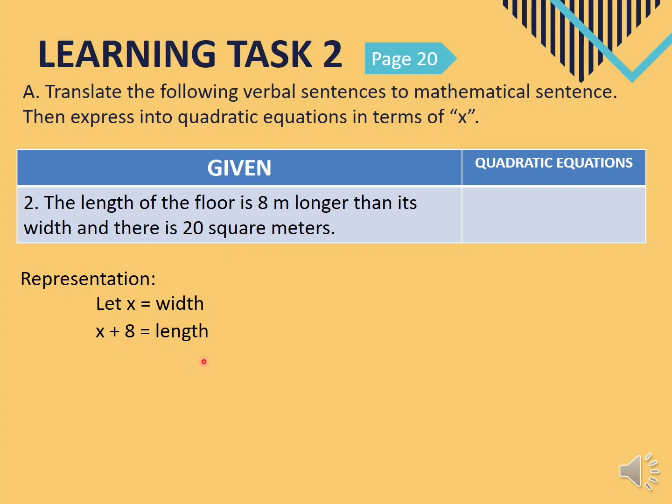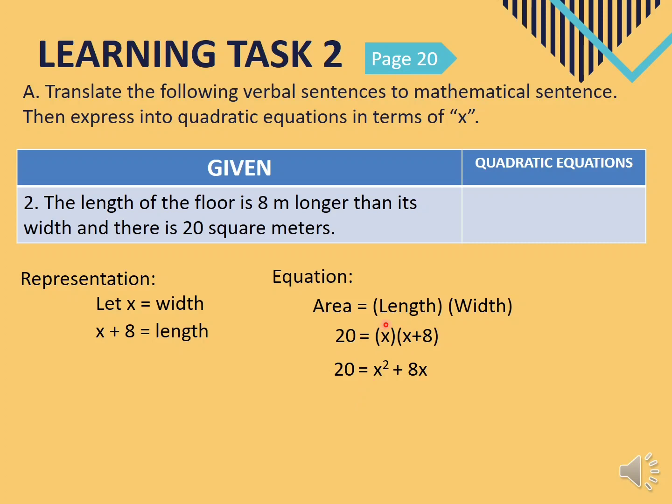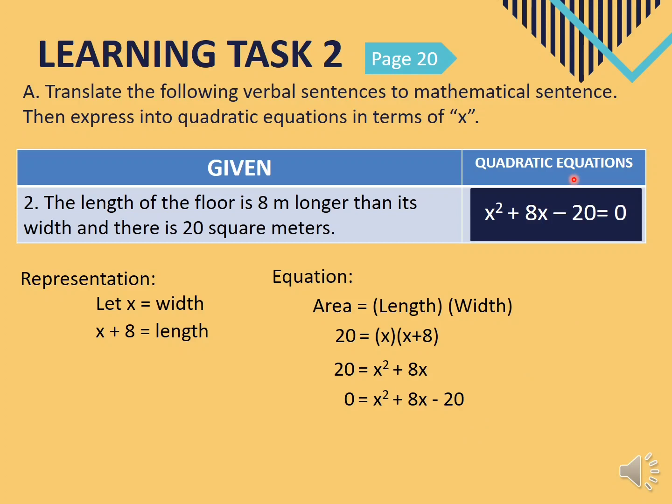Now, again, let's form the equation. Area is equal to length times width. So, just like our problem number 1, ang area natin is 20 square meters. So, 20 is equal to x times x plus 8. Again, let us simplify. X times x, we have x squared. And x times positive 8, we have positive 8x. So, we have 20 is equal to x squared plus 8x. Now, let us transform into standard form. So, 0 is equal to x squared plus 8x minus 20. And therefore, our answer is x squared plus 8x minus 20 is equal to 0.